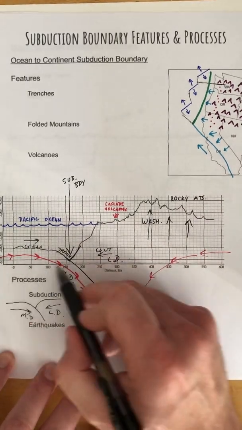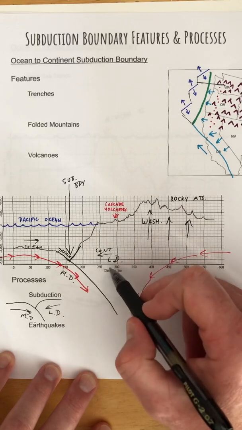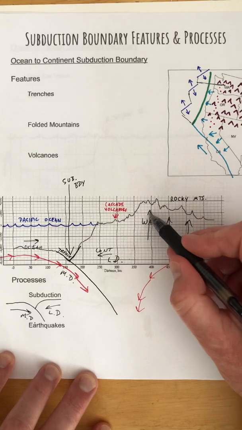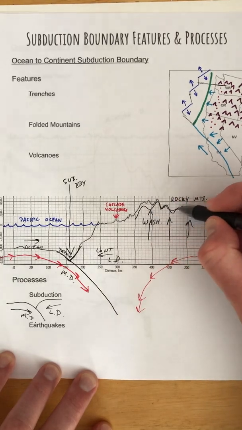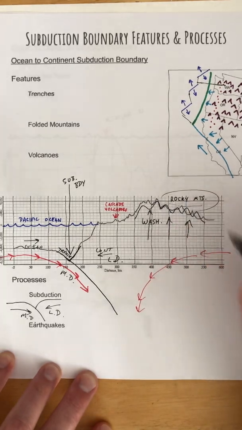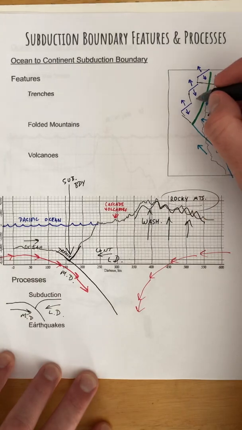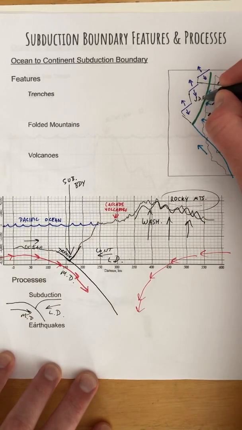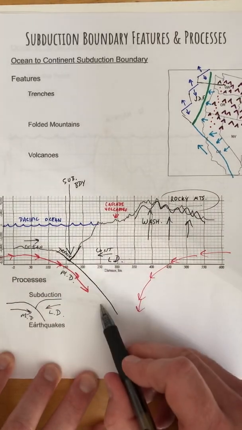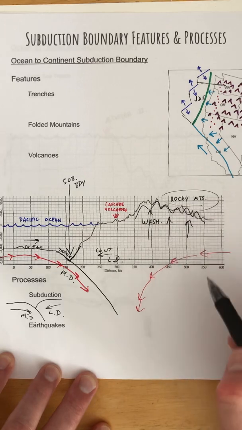Now at the same time, picture a head-on collision, okay? Whichever vehicle has weaker metal or is less dense is going to get crinkled up, right? So the land not only gets shoved up, it also gets crinkled up into mountains. In this case, those mountains are called the Rocky Mountains. So as this plate, which by the way is called the Juan de Fuca plate, that name should ring a bell. As the Juan de Fuca plate subducts, it shoves the land up and crinkles it to form mountains.